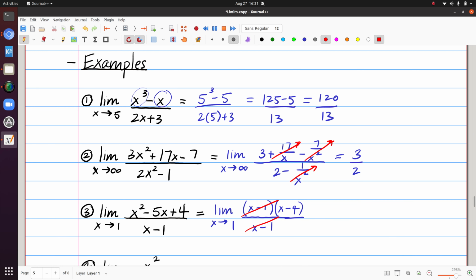And importantly, this is, again, where limit is important, that it's not saying what's happening exactly at this value. So this isn't defined at 1, but we can find the limit as we approach 1 here. And essentially what we're saying is, what's the limit as x approaches 1 of x minus 4? Well, that's going to be 1 minus 4. It's going to be negative 3.